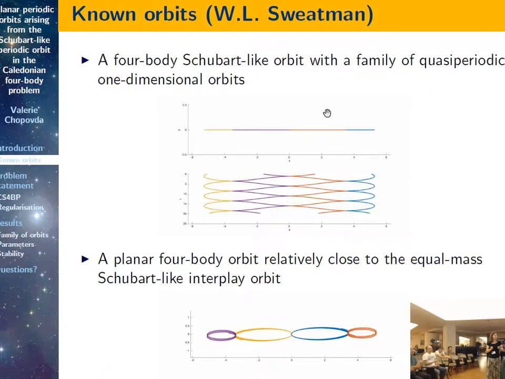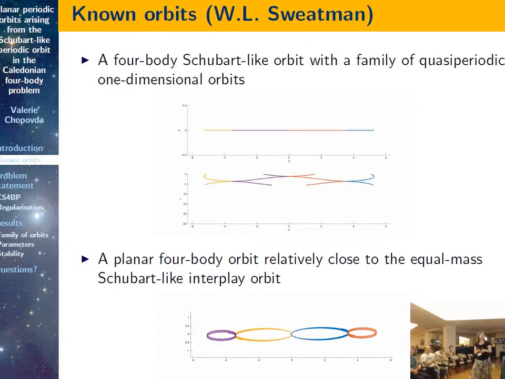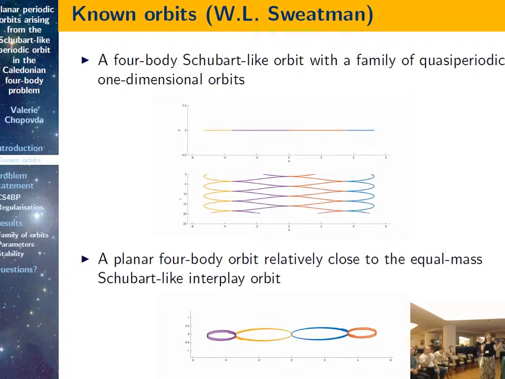A couple of decades later, Winston Sweatman, my supervisor, found a 4-body Schubart-like orbit with a family of quasi-periodic orbits that surround it. On this plot, the XY plot, the orbit is one-dimensional, that's why it's just a straight line, and the other plot is x against time. So what we see here is that 2 bodies on one side first collide, then the middle bodies go closer to the center of mass, collide one with another, and then they go back to meet the outer bodies.